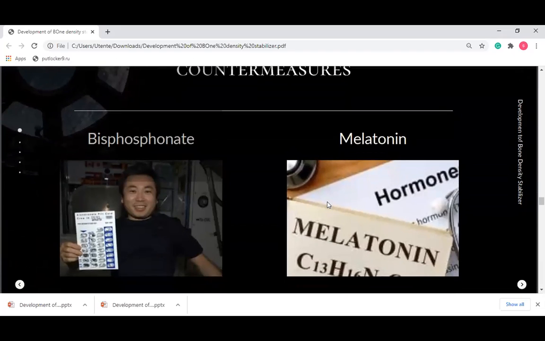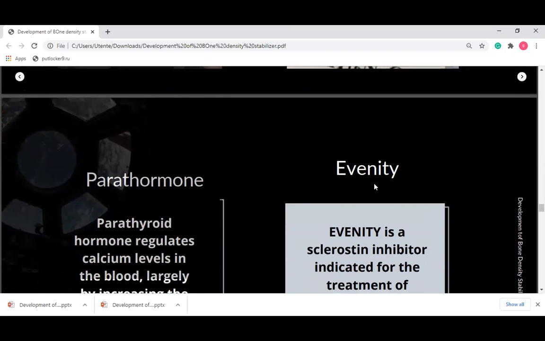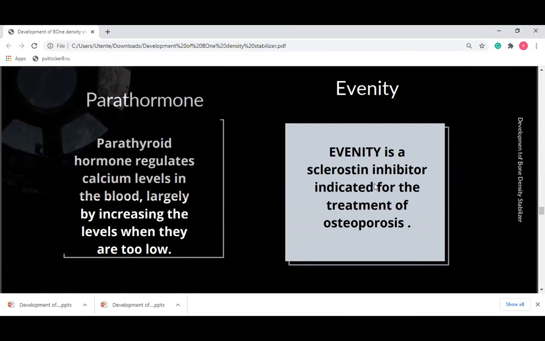So what are the drugs we use for the formation of bone? One is bisphosphonate, a chemical formula of two phosphates. Another one is melatonin. Melatonin is a chemical which is released from the brain. It is usually used for sleeping and hormonal balance. It's even used as a sleeping drug too. The other two drugs are Parathyroid hormone, which regulates the calcium level in the blood, and Evenity, which reduces the causes of osteoporosis.